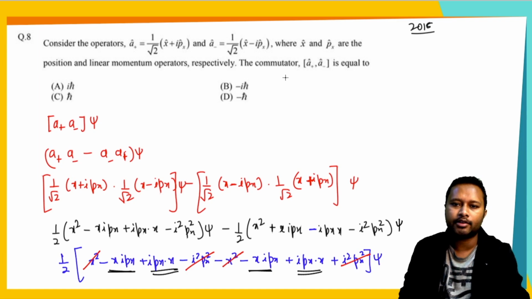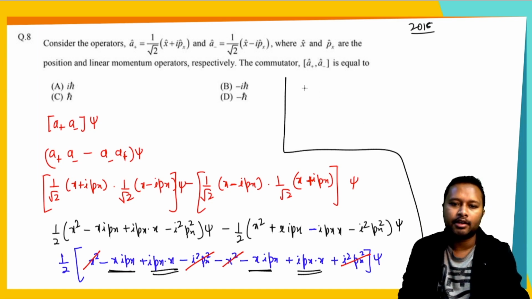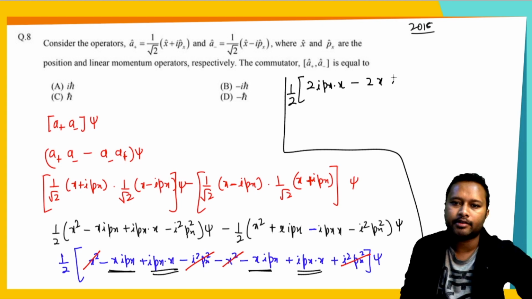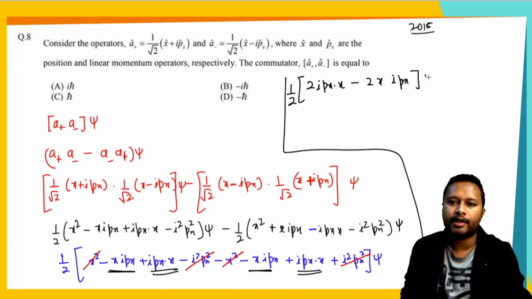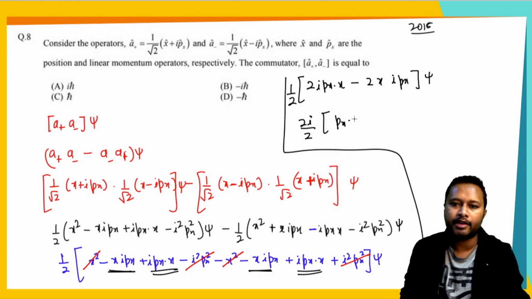So I can just use the left out portion of the screen. I am just going to write it down as 2 times. 1 upon 2 is outside. In the bracket I have 2 times of i px into x, and minus I have 2 times of x ipx, and psi. That's what I have got. So what I can do is take 2i outside. So I can take 2i and divide by i. So in the bracket I will have pxx minus xpx psi.